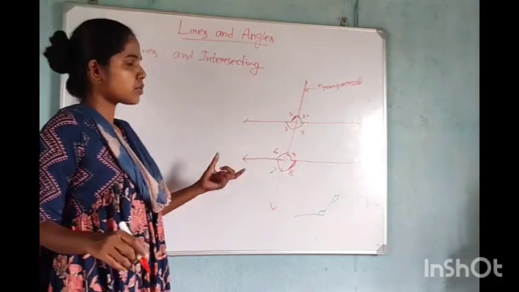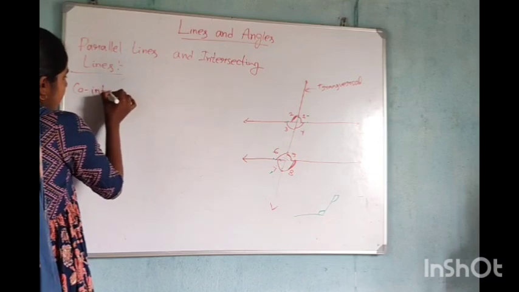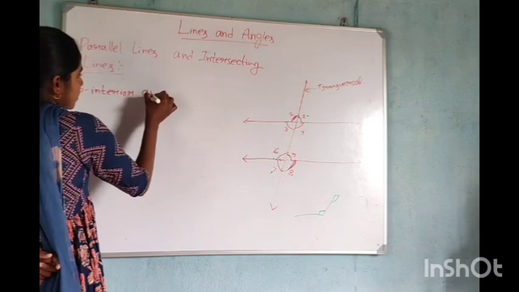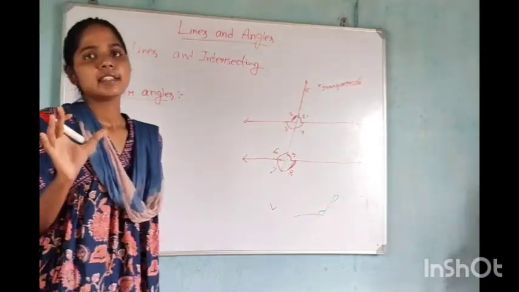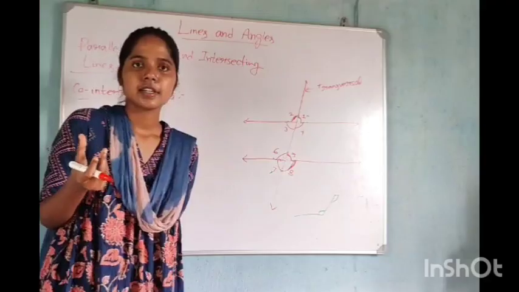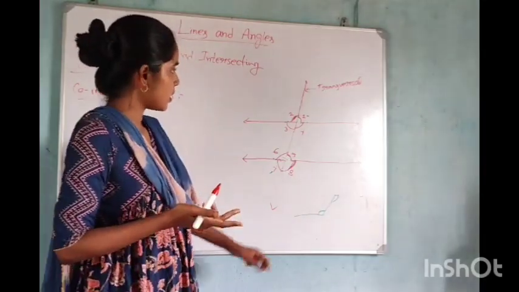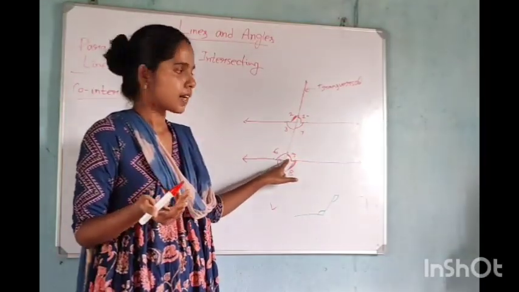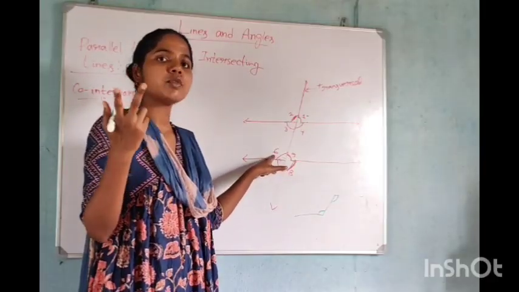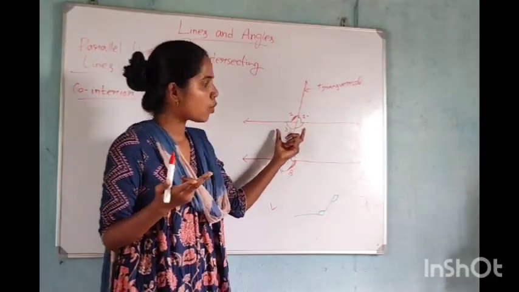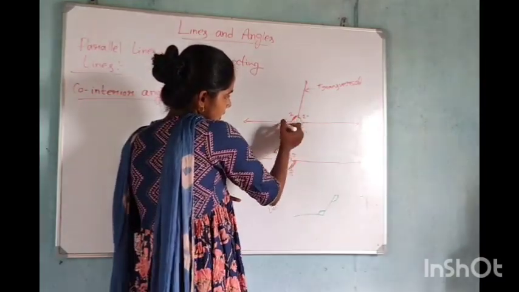Okay. Now next one is co-interior angles. Here in the whole definition we are discussing two angles together. Two angles can be corresponding angles, meaning 1 and 5 are corresponding angles. Also 4 and 6 are alternate interior angles. So basically co-interior means two angles, but they all are interior angles, meaning they will be in this part.